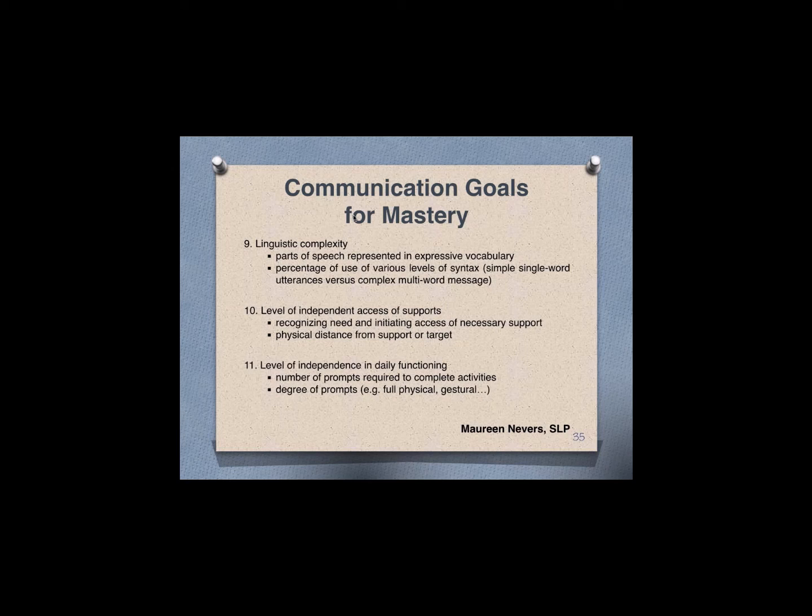expressively in a range of ways, in a range of contexts, with a range of people, once they're storytelling, sharing their experiences, and having those interactions, now we start to see that it's appropriate for goals such as we want to see more parts of speech represented in their expressive vocabulary. We want to see more grammatically correct sentences. We want to see them more independently accessing their systems and developing those independent skills to be able to use their system.